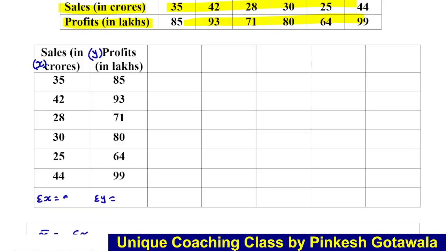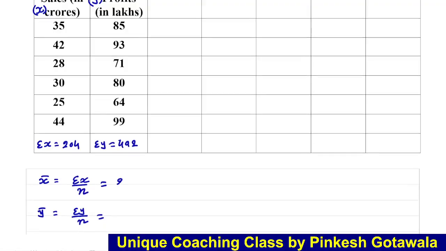So it is 204, and here 492. Okay, 204, 492, 204 and 492, and n is 1, 2, 3, 4, 5, and 6, total 6. So here we get 82 and 34. So we can see that x bar and y bar both are integers.